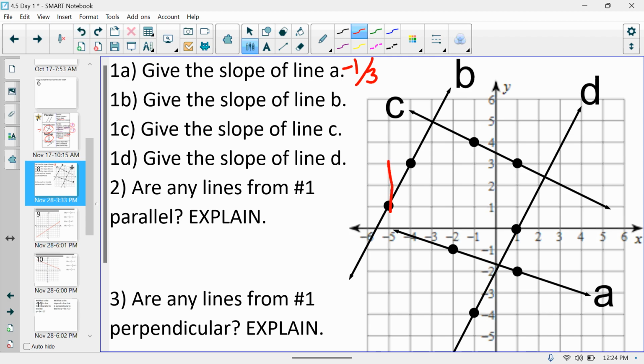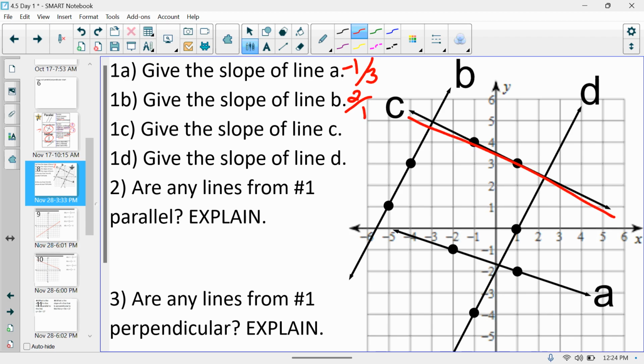Up 2 and right 1. So we want to put 2/1. Normally we would just simplify that and write 2, right? Because 2 divided by 1 is just 2. I do want you to leave it as 2/1 for right now. You'll see why in a minute, okay?